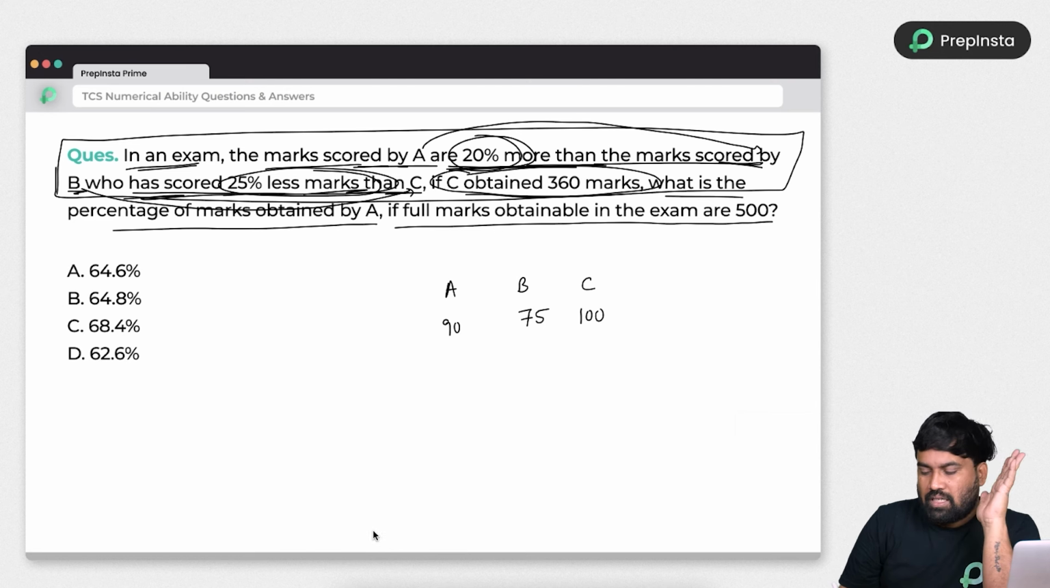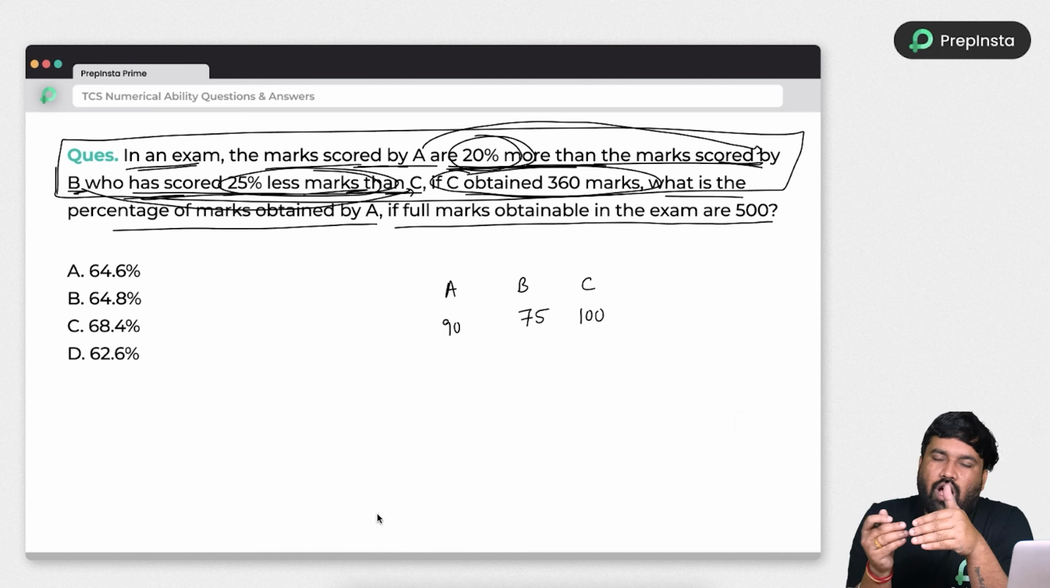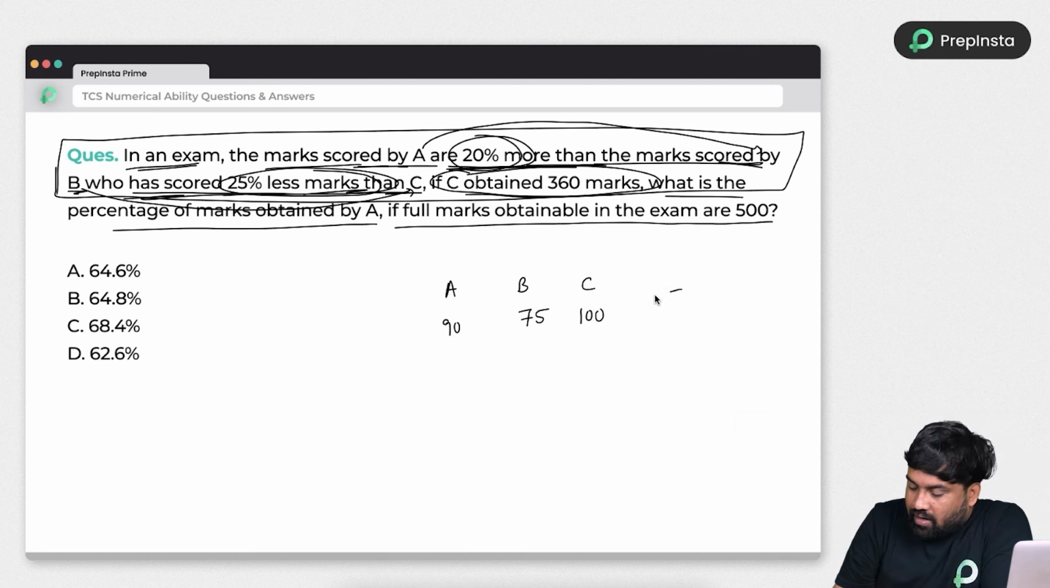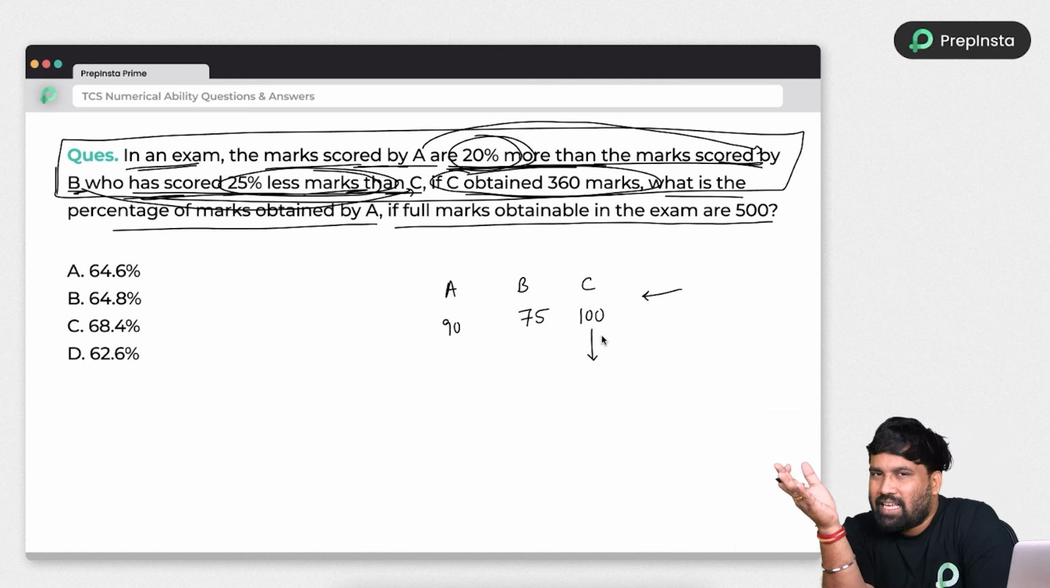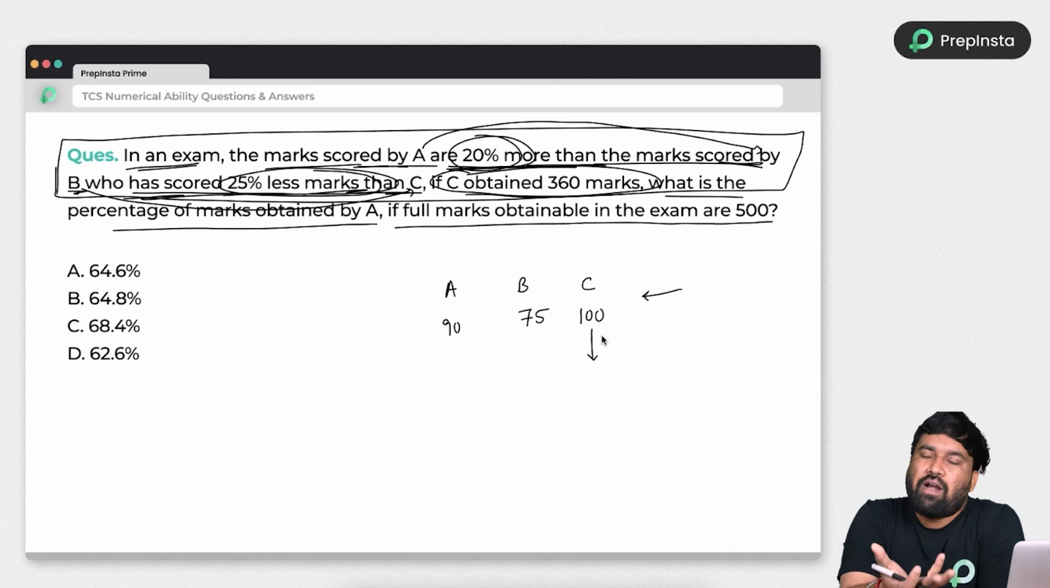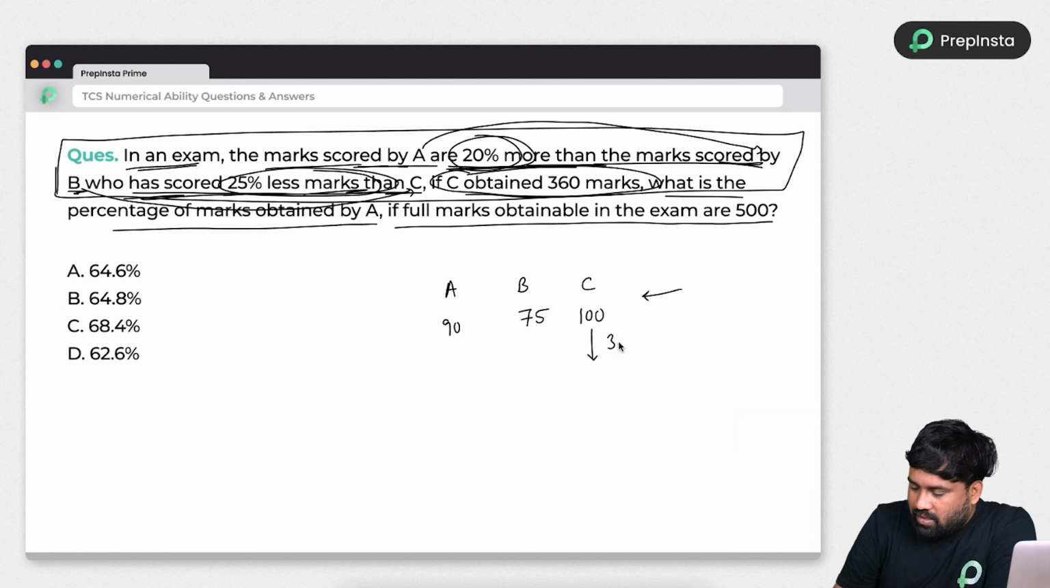Okay, cool. Now the actual question, how to solve the actual question from this reference, I will tell you in a simple way. If C got 360 marks, with which number do I have to multiply the 100 in order to get 360? Which is nothing but 3.6, right? So B will also change as 3.6 times and A will also change as 3.6 times. So A value is 90 into 3.6.